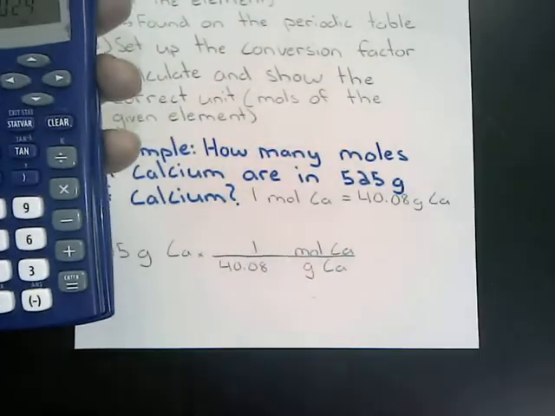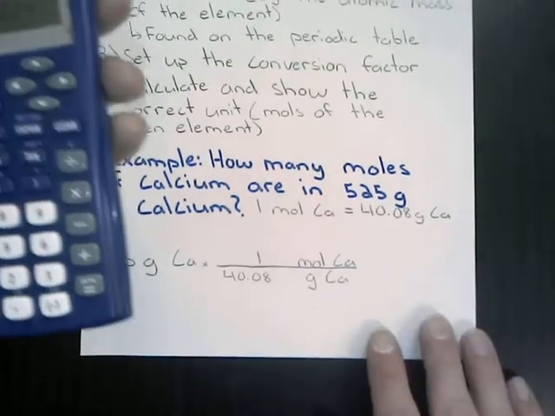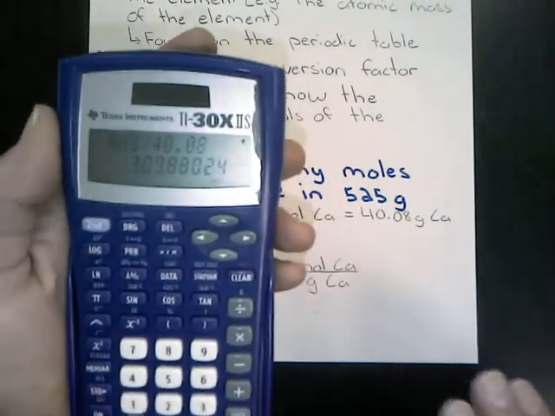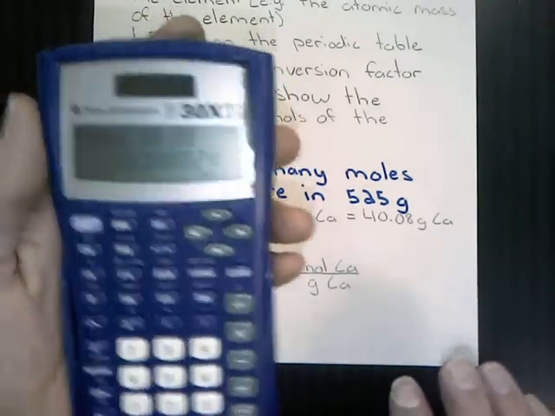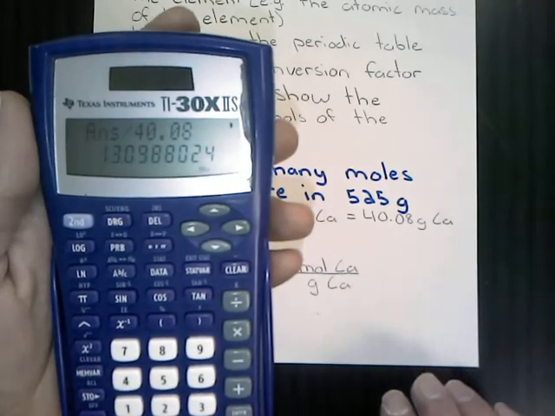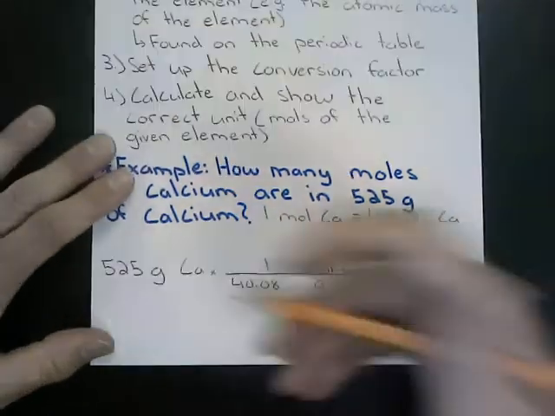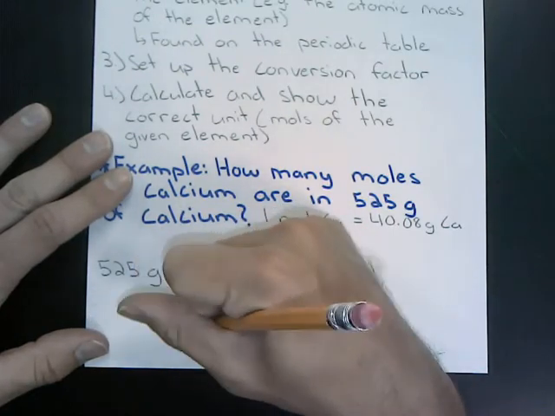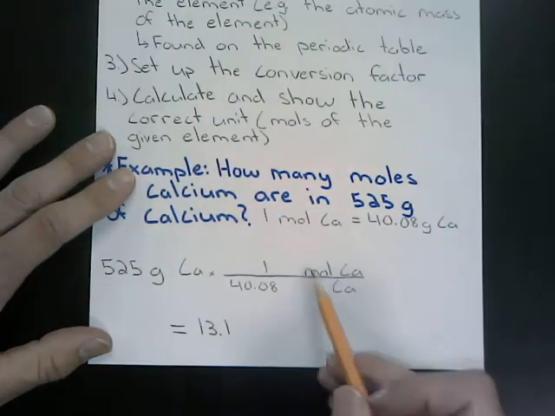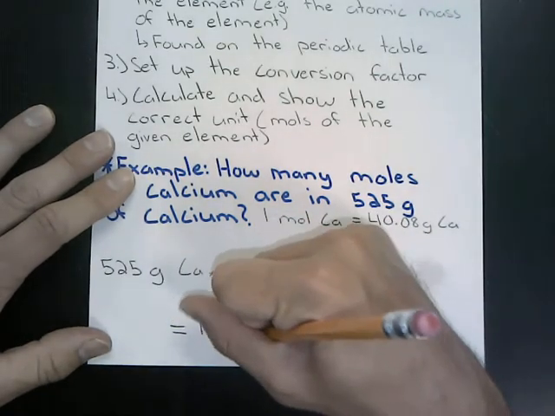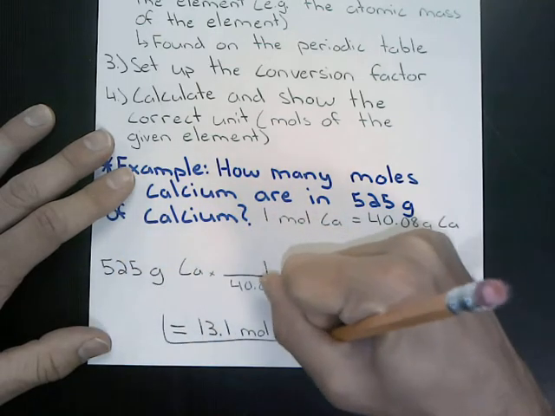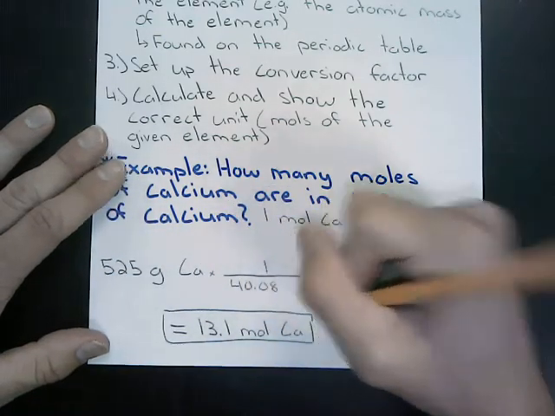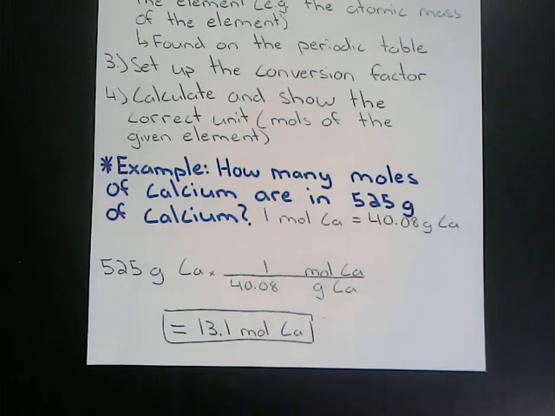Now I'm going to round that because of my 525 grams. I shouldn't have said 3 decimal places, I mean 3 total digits. So if I round that to 3 total digits, that answer rounds to 13.1. And then we have to remember, the unit for this is moles of that substance, and it's the same thing that is located in the upper right-hand corner of my particular conversion. All right, so we've gone from moles to mass and now mass to moles.